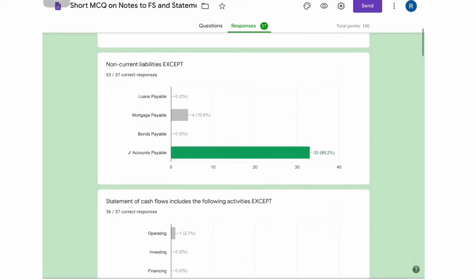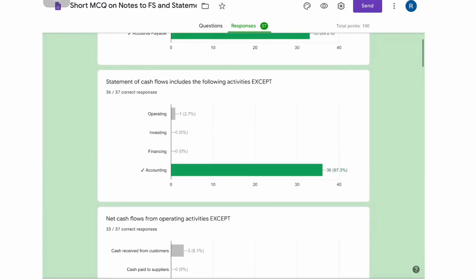And then for non-current liabilities, so it's NCL except, of course, the answer is accounts payable because accounts payable is under trade and other payables. Okay, the other choices are your LBM. Statement of cash flows includes the following activities except, of course, the answer here is accounting because under statement of cash flows, we have three: operating, investing, and then financing.